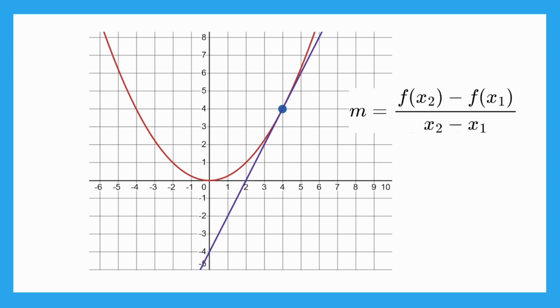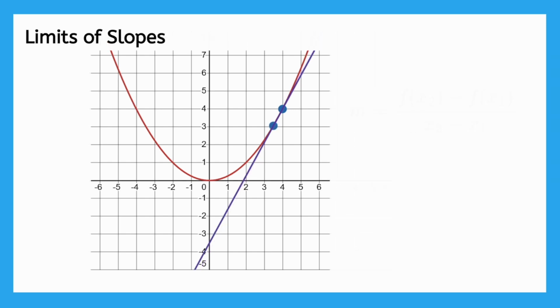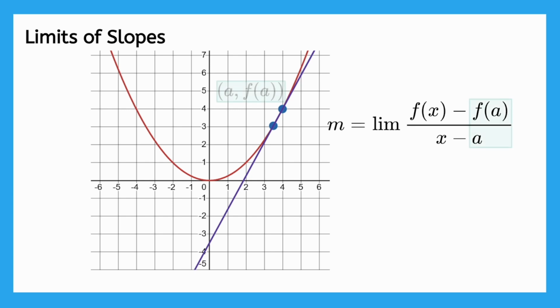Let's use this slope formula to generalize what we learned in the activity. We can find the slope at a single point by taking a limit of the slope formula with 2 points, where the first point is at the specific x value a, and the other being some arbitrary point that moves along the curve at any x value.